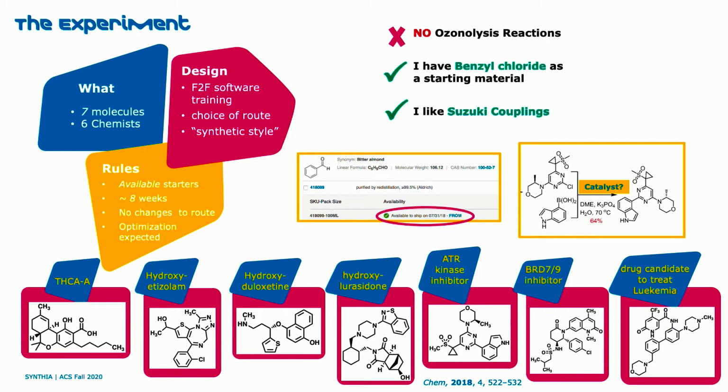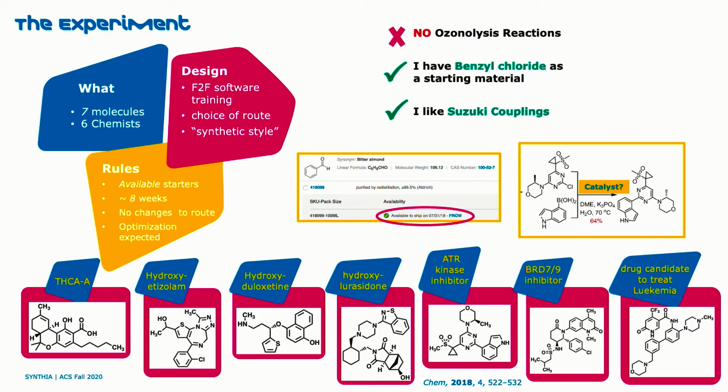No changes were allowed to that route, so where the software proposed a Suzuki coupling followed by an amidation reaction, we had to execute those steps in sequence. However, where the software is great about giving a starting set of reaction conditions, it's not necessarily going to be able to give the best catalyst and ligand combination to effect the highest yield. So we fully expected some optimization in the process.